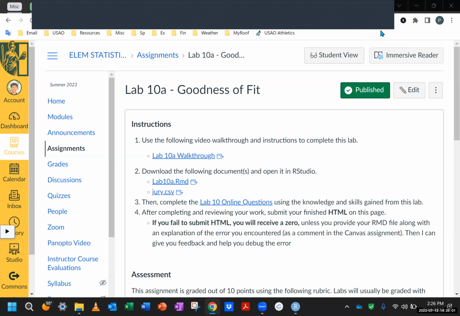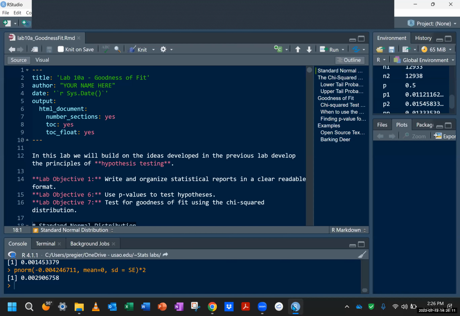Hello, here is your walkthrough for Lab 10A on Goodness of Fit. Make sure you download both the data file and your lab, and let's get into it.